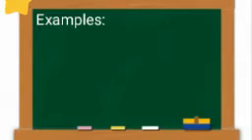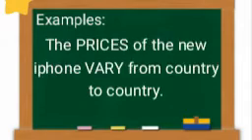Here is another example. The prices of the new iPhone vary from country to country. The subject here, or the main subject, is prices. That's why we use vary, no s, because the main subject, prices, is plural, and we do not depend on the intervening preposition of the new iPhone, but instead the main subject is prices, plural. That's why vary, no s.